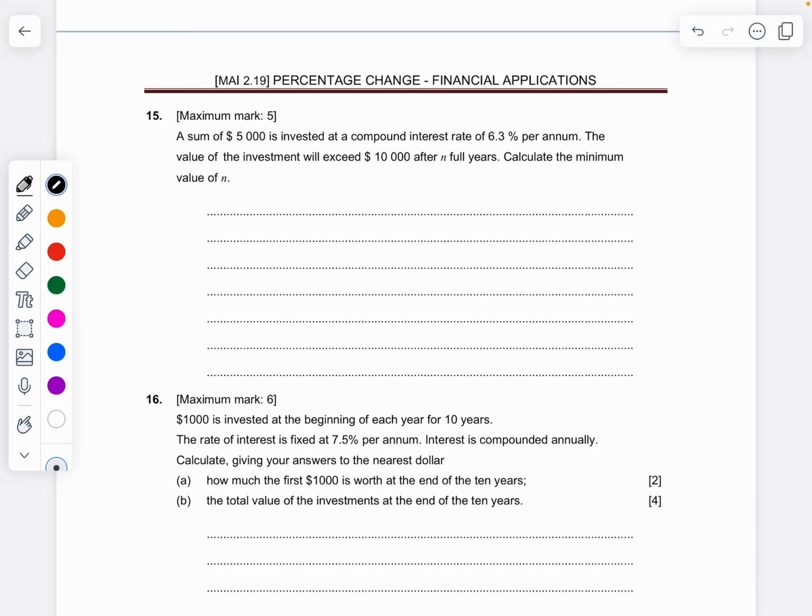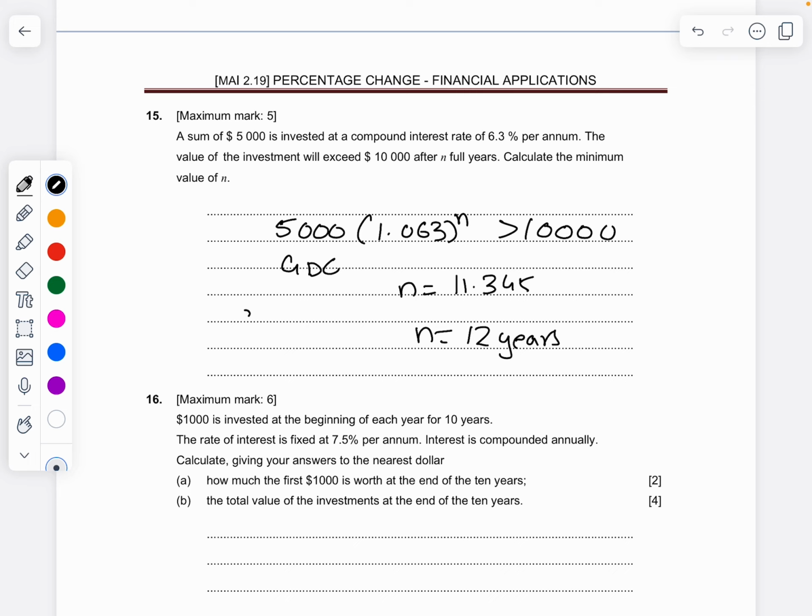Question number 15. A sum of 5,000 is invested at a compound interest rate of 6.3% per annum. The value of the investment will exceed 10,000 after n full years. Calculate the value of n. So it is 5,000 times 1.063 to the power of n is greater than 10,000. You can use the GDC and get the point of intersection, n as 11.345. So which is going to be 12 years. Use GDC.